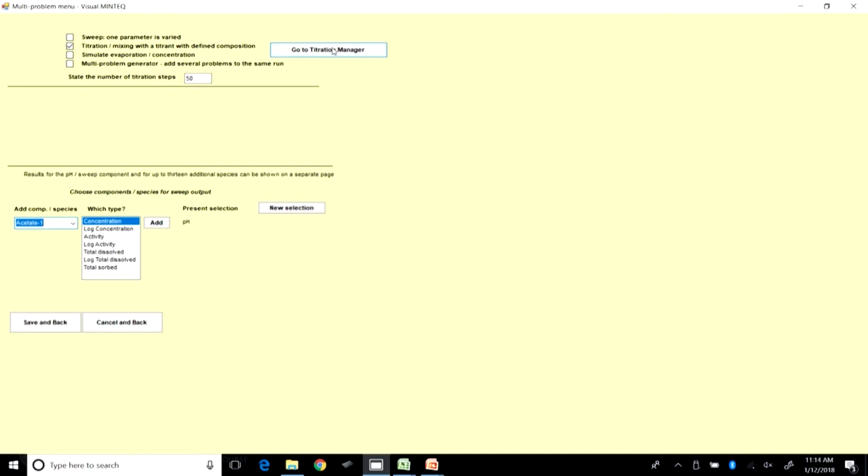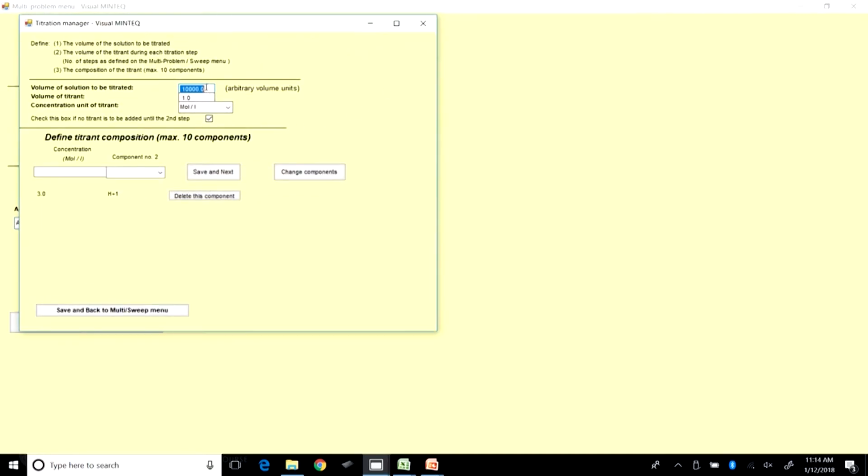Then going on to the titration manager, I am going to choose a huge volume of the solution to be titrated. Why is that? Because I want to see to it that the concentration of the constituents in this solution does not change. Again, I believe this is something we discussed in one of the classes recently. So think of this, why are we setting up the system in such a way that we have 10,000 of these units of the solution?